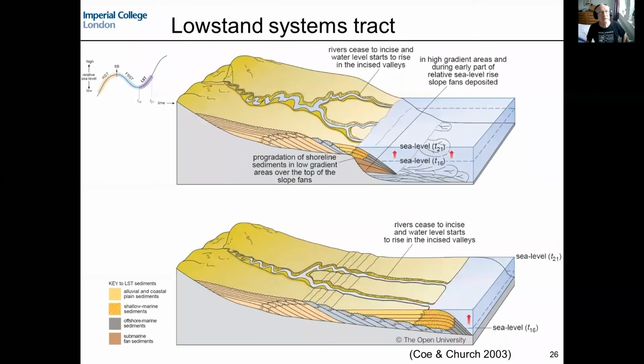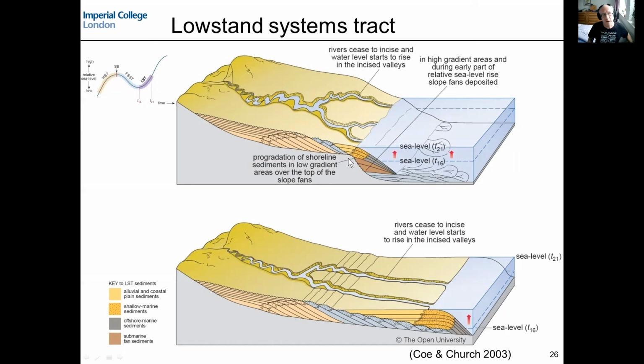Okay, so now we're thinking about sea level starting to rise in this purple part of the relative sea level curve, but starting to rise slowly. And this we would refer to as a Lowstand systems tract, or in some models this might be referred to as the late part of the Lowstand systems tract. The key thing is, in terms of this relative sea level curve, relative sea level is now starting to rise, but rise slowly.